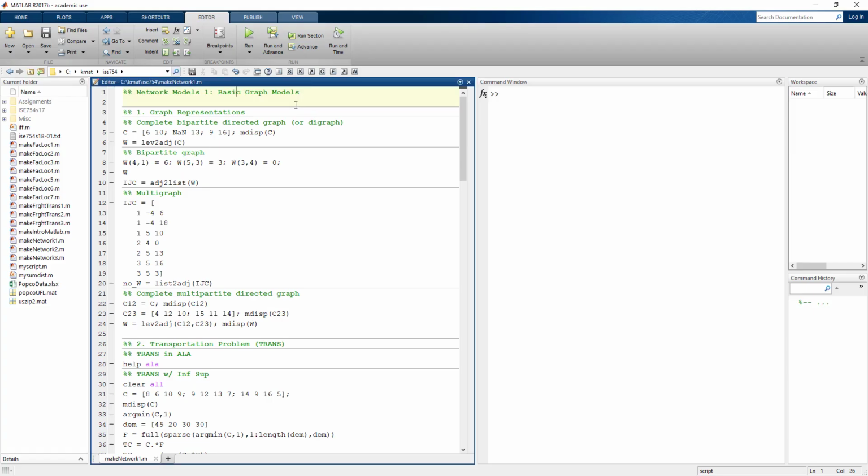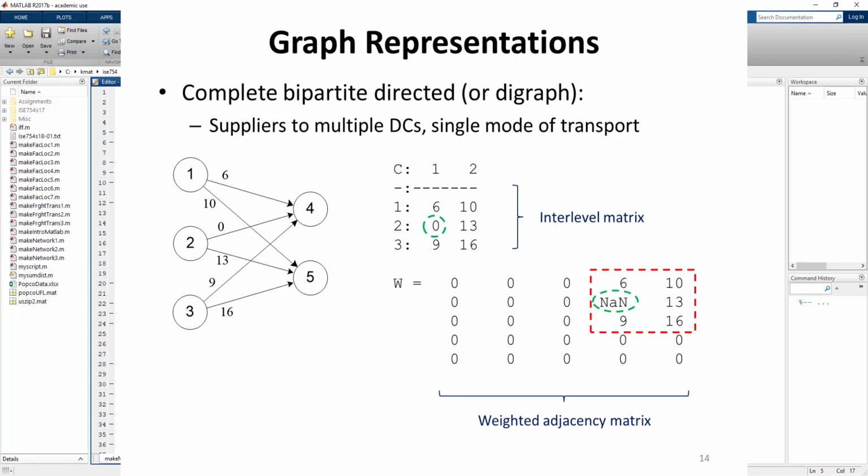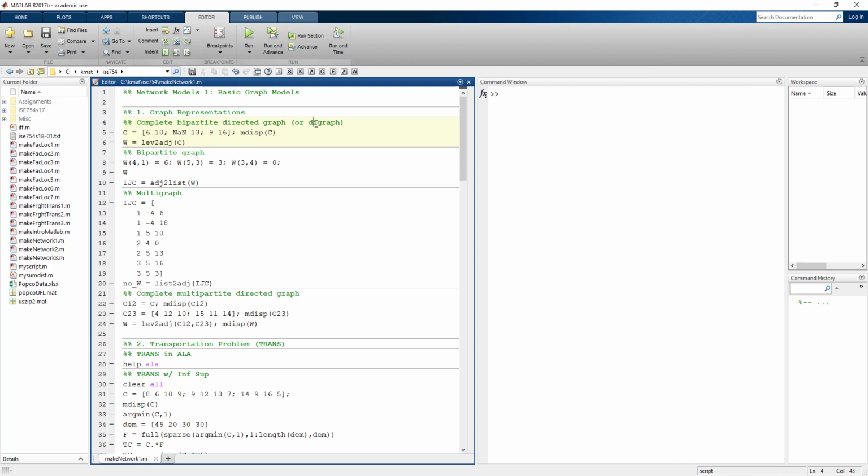We will be looking at some basic graph models. First, starting with the different ways to represent graphs in Matlab. The first example we're going to be looking at is a complete bipartite directed graph. Directed graphs are sometimes called digraphs, as an abbreviation for directed graphs.